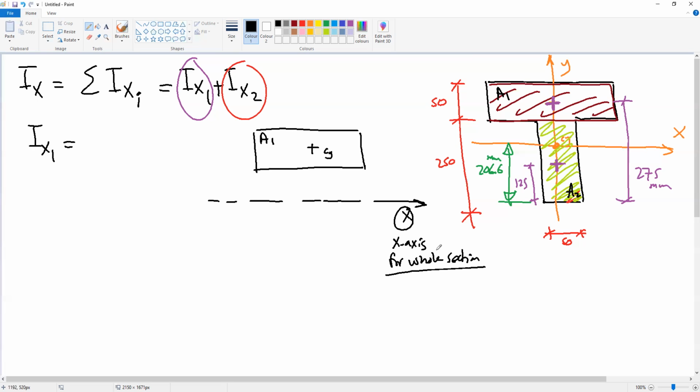So what we need to do now is to find Ix1 about this axis. As I told you, Ix1 about an axis not passing through the centroid will be bh cubed divided by 12 plus A multiplied by distance squared. So this will be our distance, and the area will be this one, 50 millimeter, this 300 millimeter.